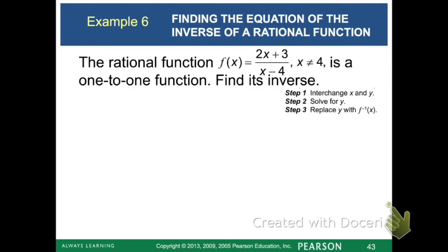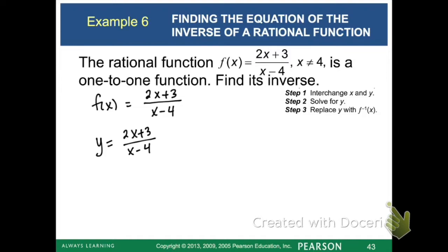Really quick, let's talk about the x cannot equal 4 part. We just have that in here because if x equaled 4, we would have 0 in the denominator of our rational function, which we can't have. So it's just kind of tagging along and reminding us that x can't be 4.